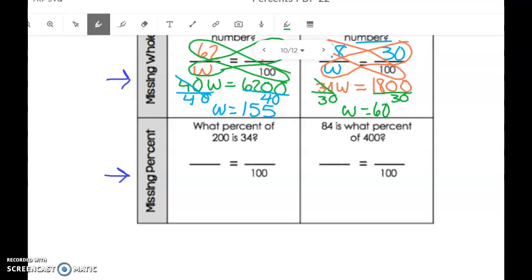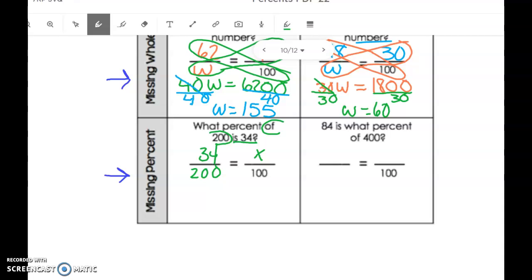And sometimes you're going to be missing the percent. So this question, what percent of 200 is 34? What percent of 200? So of 200, that is our whole, so we're going to put the 200 down here. What percent, this is what I'm missing, so I'm just going to call that X to find percent, is 34. Is tells me the part, so I'm going to put it right there. 34 over 200 is equal to X over 100.